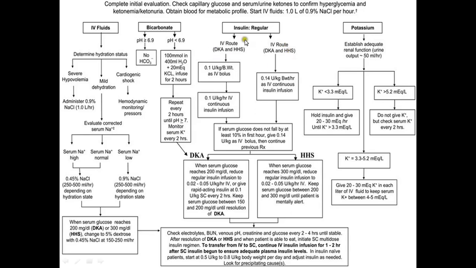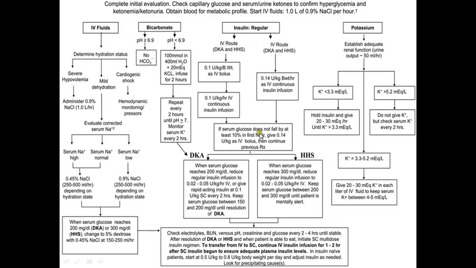So IV regular insulin you give by IV route. In DKA, you give it at a rate of 0.1 unit per kg body weight as IV bolus, and then you give it as infusion. In HHS, you don't give the infusion initially. You give fluids, and you look at the osmolality. If osmolality is not coming down and sugars are not settling, then you start insulin in those patients.